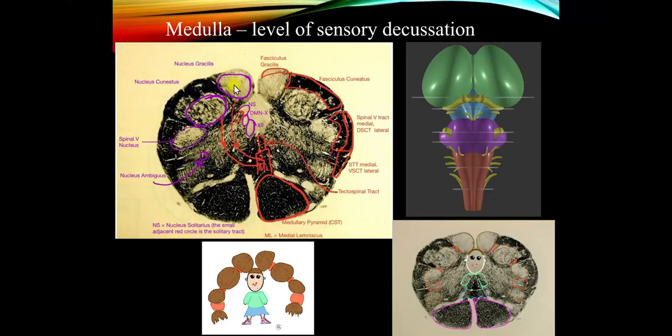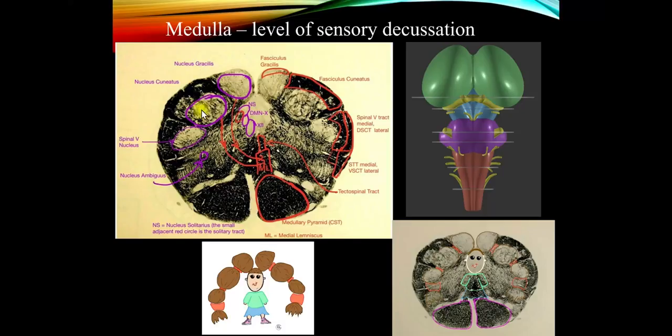So the nuclei of the gracilis and cuneatus are larger, which kind of makes sense because the further up you get, the more of the pathways have synapsed here. So we have the nucleus gracilis cuneatus, and the fasciculus here is a little bit behind it. We don't see much of the fasciculus gracilis, but still quite a bit of the fasciculus cuneatus. So remember, a lesion here would produce ipsilateral loss of vibration proprioception below the level of the lesion.